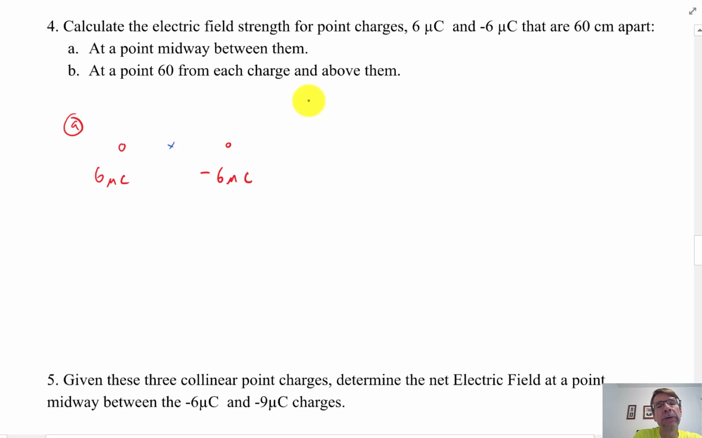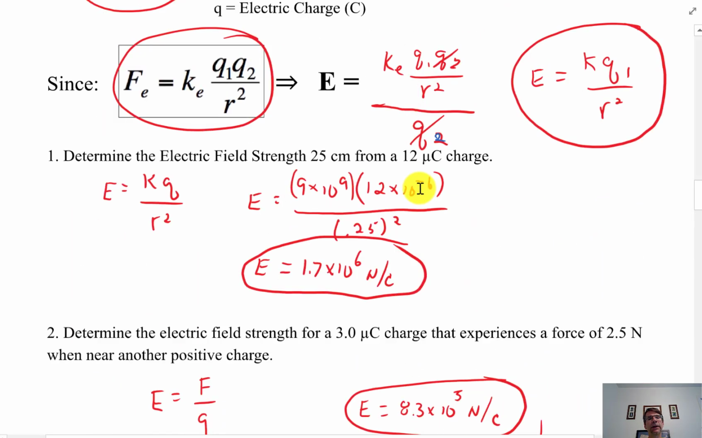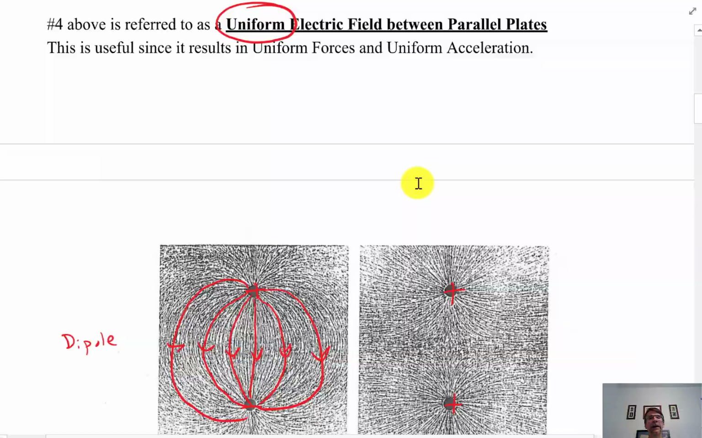What we're going to have to do is we're going to do an E1, due to the positive 6. In other words, it's a vector problem. So for this positive 6, you have to think of radial lines coming out. But I don't want to draw all the lines coming out. I don't want to draw this diagram every time.